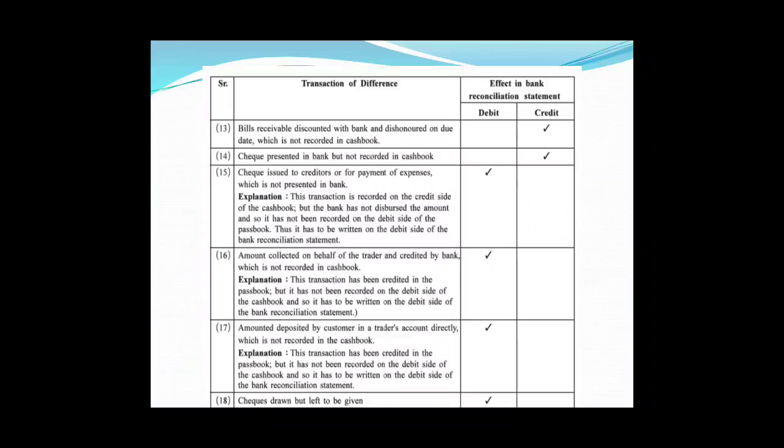Next, check drawn but left to be given. A check we have drawn and credited in our cash book, but the same has not been handed over. So when a check is not handed over to the creditor, how is it going to be recorded in passbook? Because we have not given it to the creditor, no way is the check going to be presented before the bank, right? But it has been recorded on the credit side of cash book. Now we will be debiting this in our bank reconciliation statement.